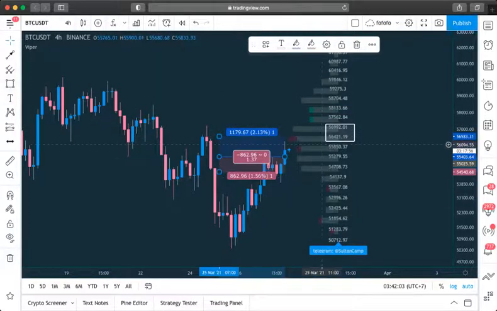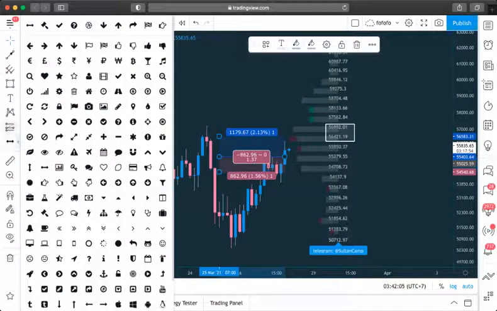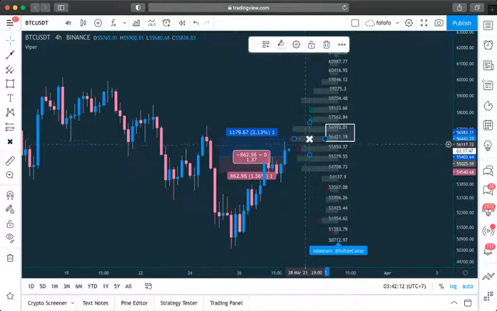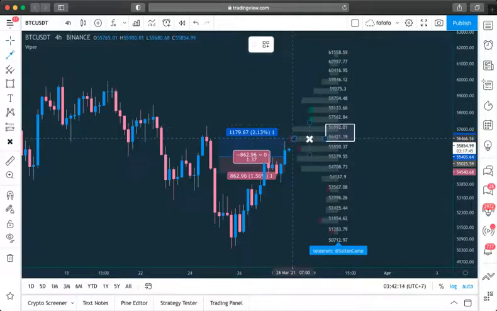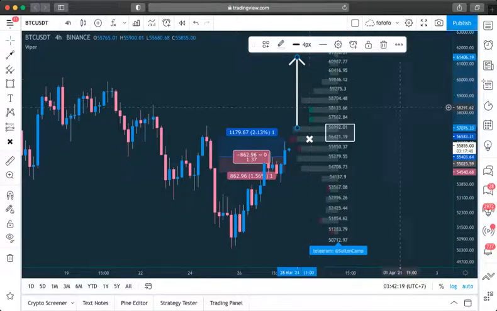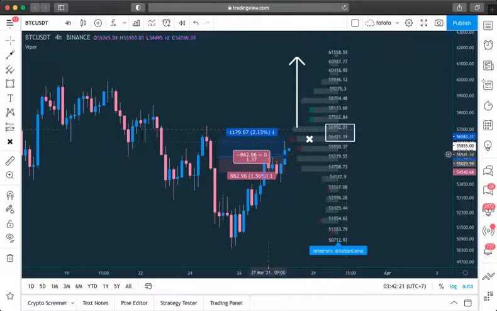So if this resistance is broken, it will possibly have a big rally to the higher level. Because the strong resistance is broken, it has no problem breaking the weaker resistance.